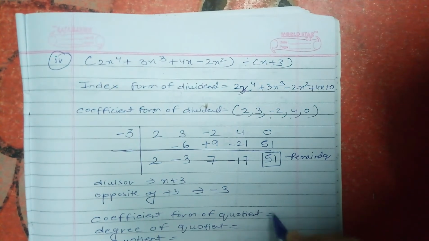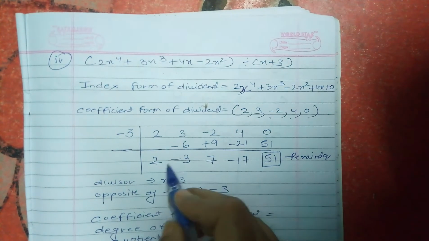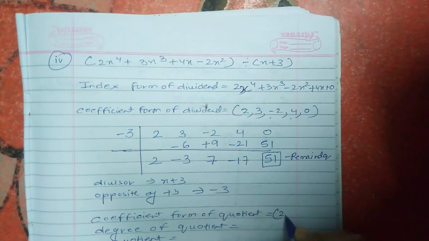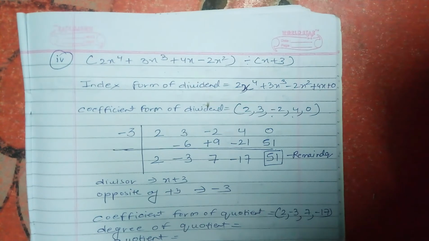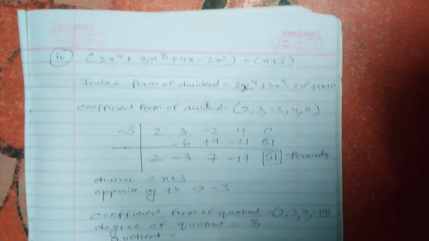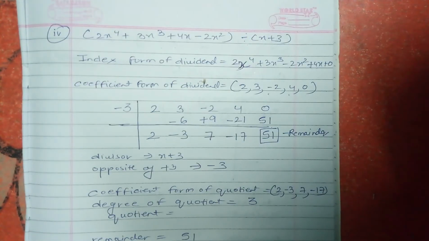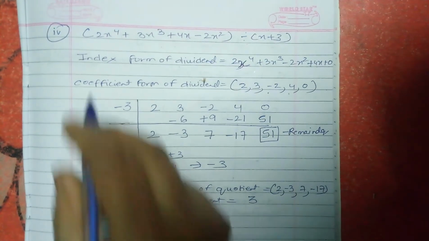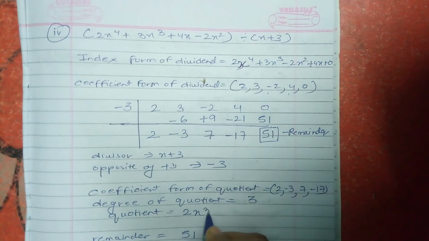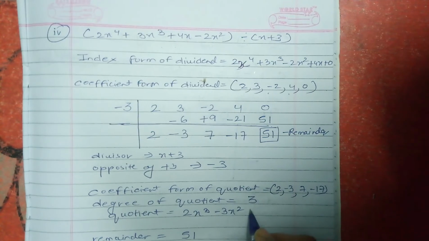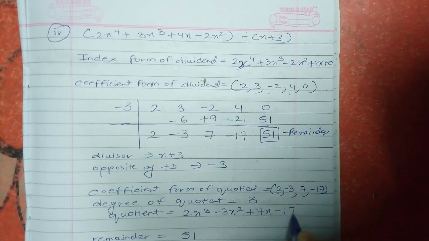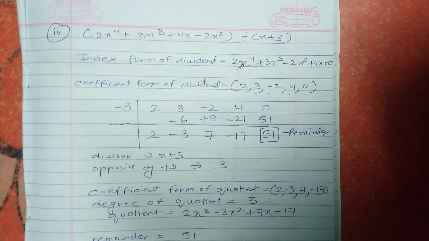What is the coefficient form of the quotient? You can see here 2, minus 3, 7, minus 17. Degree of the quotient: there are 4 terms, so degree would be 3. Isn't it? Degree would be what? 3. So what would be the quotient? The variable is what? x. So 2x³ minus 3x² plus 7x minus 17. This is the quotient. Okay. So in this way you have to do this.